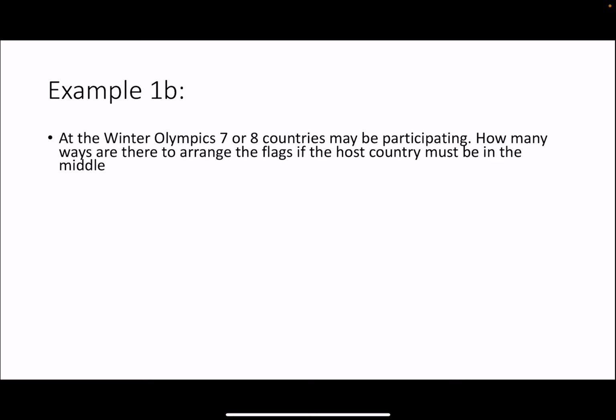Now, question 1b with a twist. At the Winter Olympics, 7 or 8 countries may be participating. How many ways are there to arrange the flags if the host country must be in the middle? So you might think it's the same, 7 factorial plus 8 factorial, yeah? Except we have to consider that it's in the middle. If 7, the host country should be in the middle. So let's just pretend there's 7. Let's take a look at that.